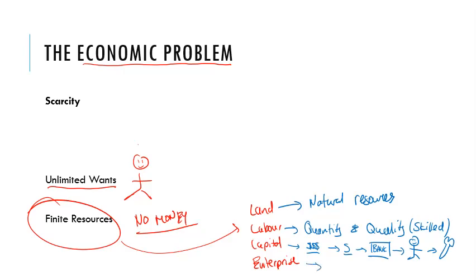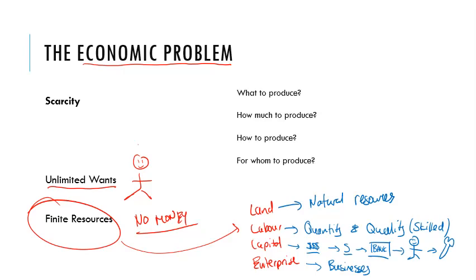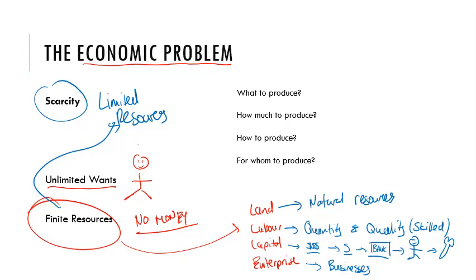Last one is enterprise. Do we have the businesses to provide us the goods? Okay. Now, to help us answer these economic problems, we have 4 key economic questions. First one is, what should we produce? Okay, because we have a scarcity, we have limited resources. We need to start answering these questions to ensure we don't waste anything.